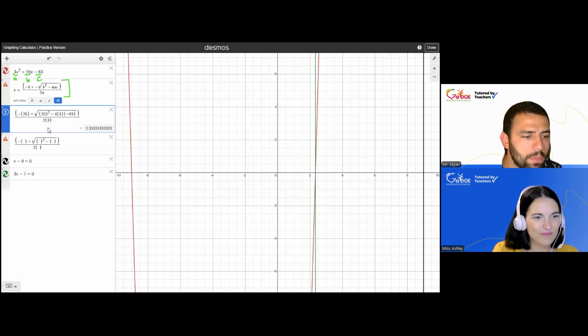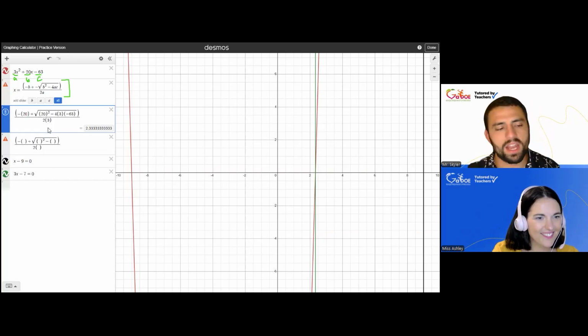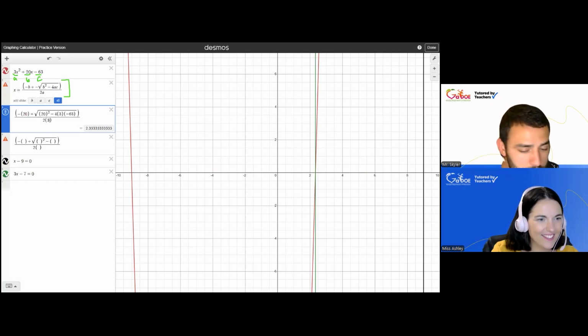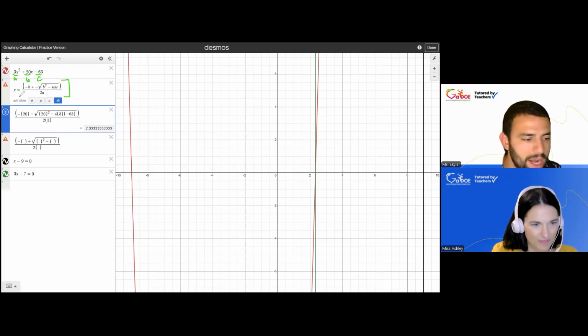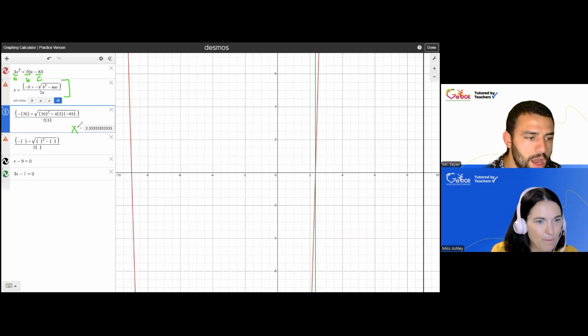That's 2.333333. It's going to keep on going. Now, that is what my x equals. And you're going to have to remember how to get your roots from your x equals, right? I have an x equals 9, and I have a 3x minus 7 equals 0. That's what my x equals. I know for sure that that's not going to turn back into the 9, right?